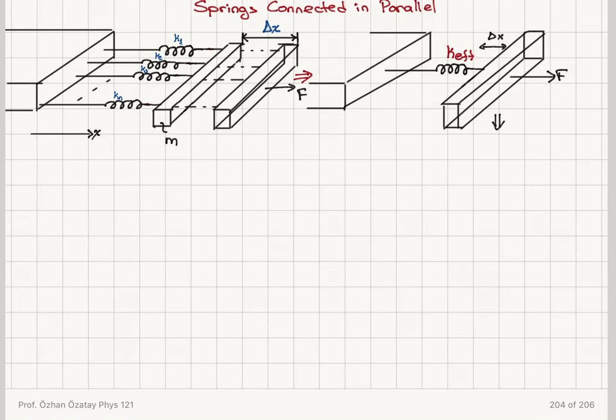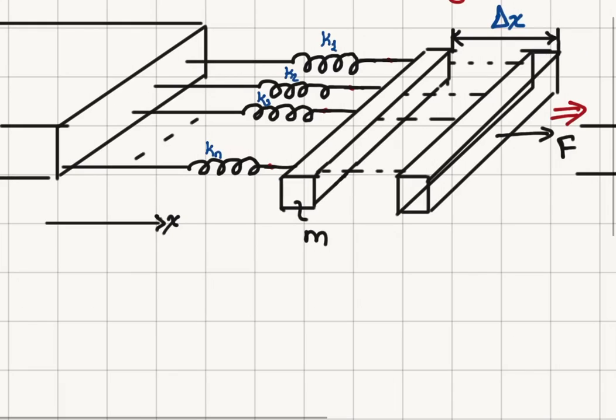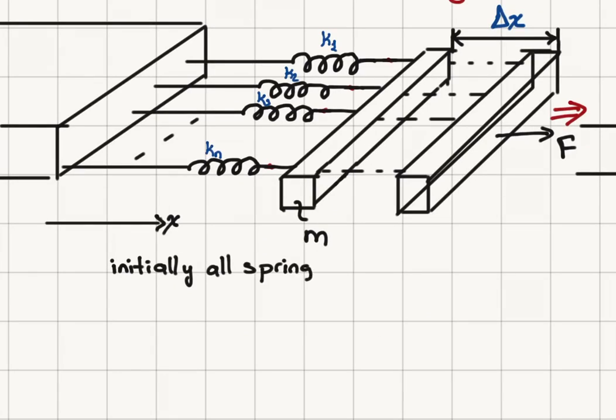In this video, we're going to look at springs connected in series and in parallel. So to demonstrate what happens, let's say that we have n springs connected in parallel to a block of mass m, and initially all of these springs were relaxed.